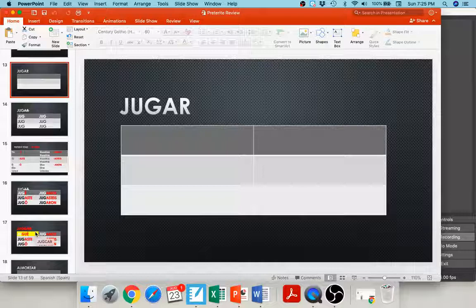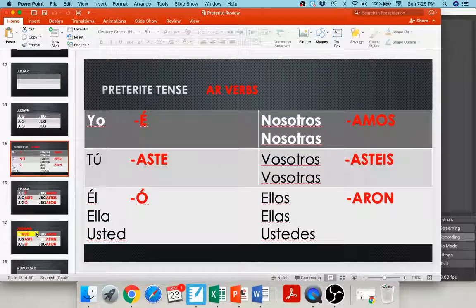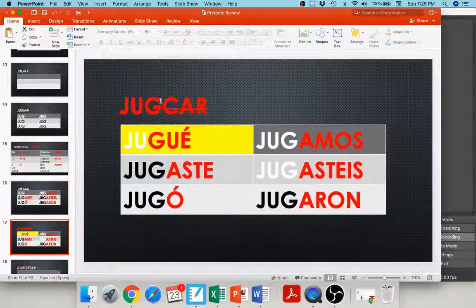Next, we'll talk about gar verbs. Jugar is a very common gar verb. Again, if you didn't know this was a gar verb, you'd probably start by removing your AR and adding your regular preterite endings of é, aste, ó, amos, asteis, aron, and you would be totally correct, except for the yo form. Car verbs, car, they change to qué, and gar verbs, gar, they change to gué. So our yo form here becomes yo jugué. I played. Yo jugué.